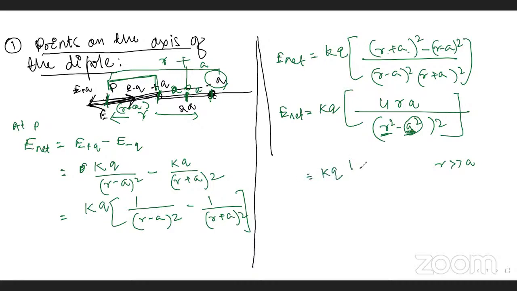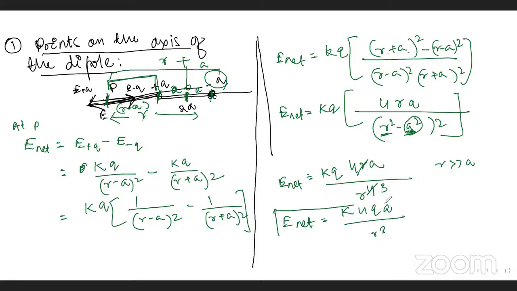If we neglect it, then we get KQ times 4RA divided by R to the power 4. One R will cancel out. So what is the net electric field you are getting? E net is K times 4QA divided by R cube. This is the result.